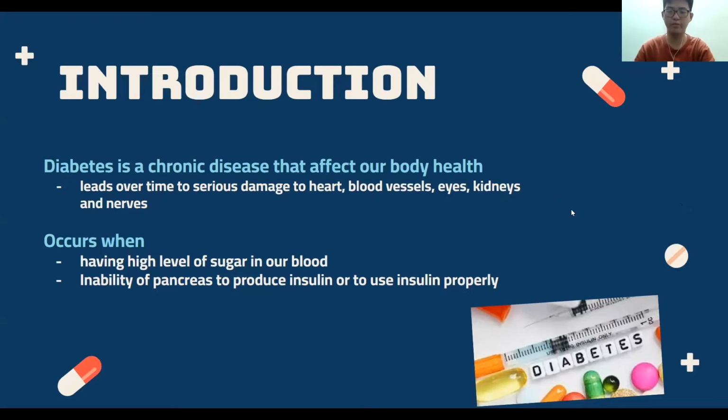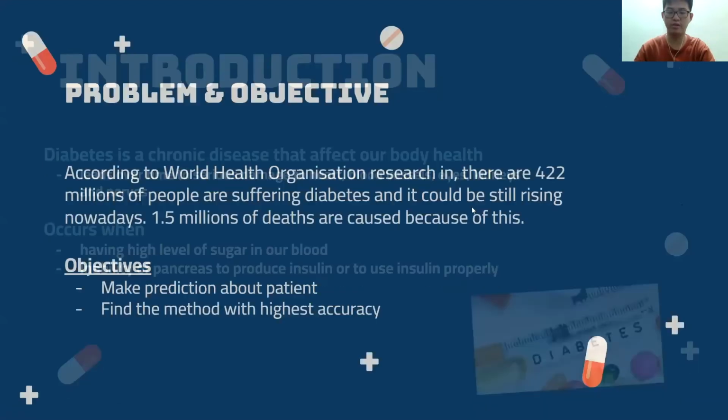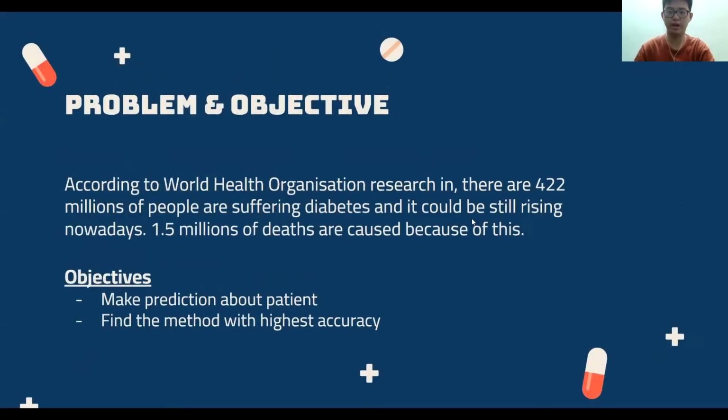The reason why we picked this is that, according to the World Health Organization research statements, there are about 402 million people suffering from diabetes, and it is still rising nowadays. And there are an estimated 1.5 million deaths because of diabetes.